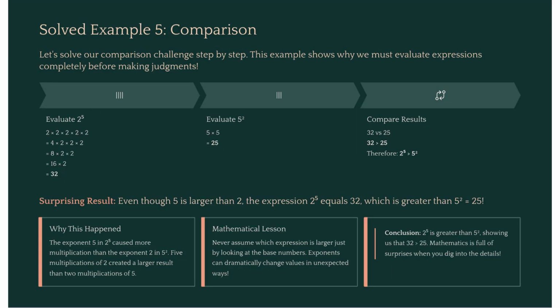To compare 2 to the power of 5 and 5 to the power of 2, we first evaluate 2 to the power of 5. That's 2 times 2 times 2 times 2 times 2, which equals 32. Next, we evaluate 5 to the power of 2. That's 5 times 5, which equals 25. Now we compare the values, 32 and 25. Since 32 is bigger than 25, we know that 2 to the power of 5 is greater than 5 to the power of 2. We would write the comparison using the greater than sign.